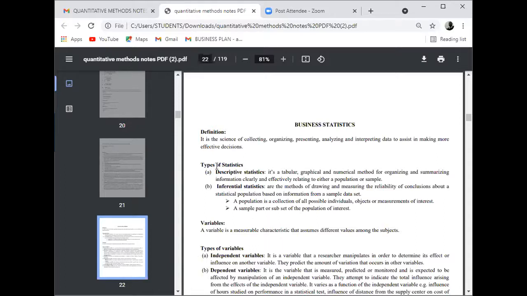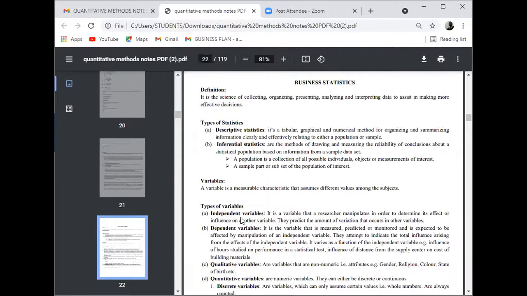Then, the other thing that you need to know is about the variables. A variable is a measurable characteristic. For example, I might be interested in measuring age, or finding the mean age, the mode age, the median age, and all that. Therefore, age is a variable.